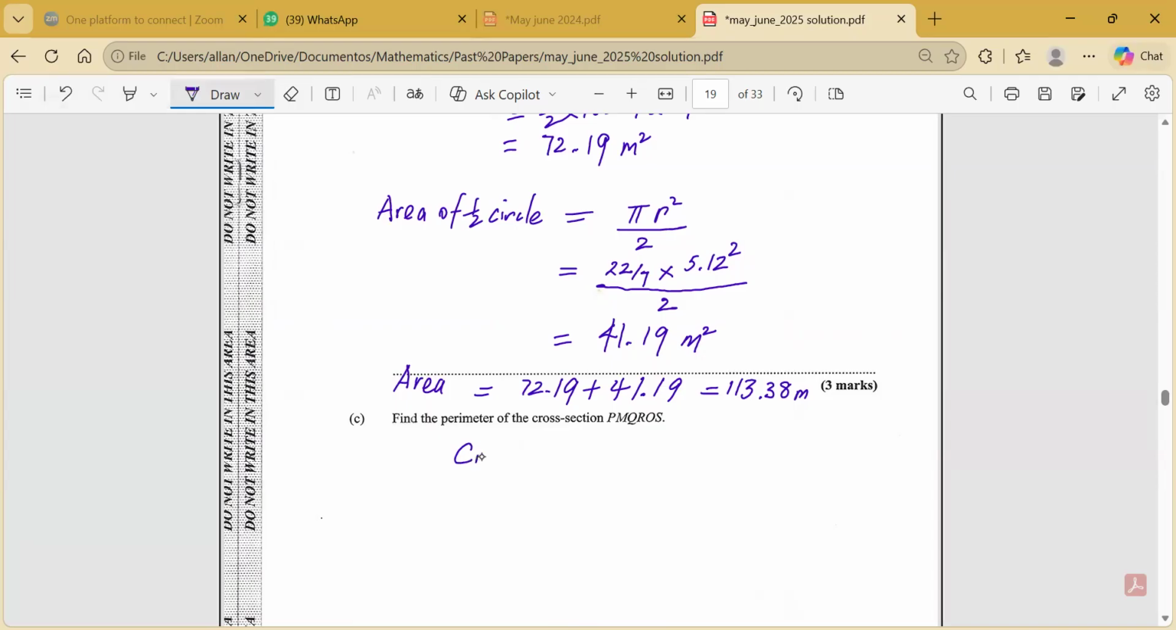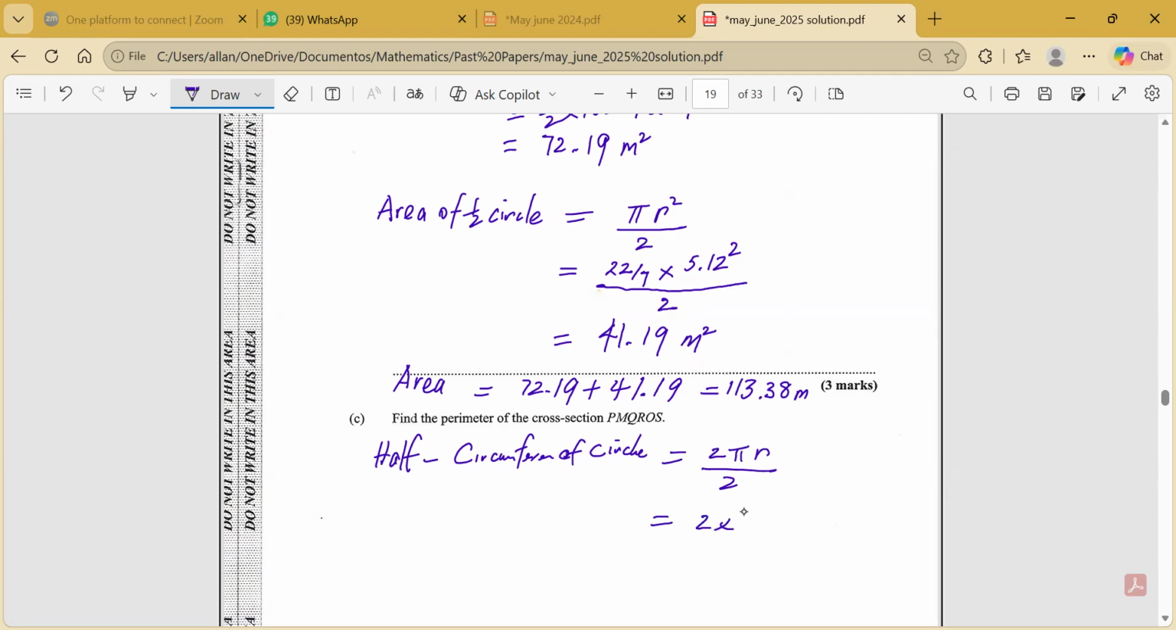So we know the circumference of a circle. Well, we don't want circumference. We want that of a half circle. So it will be equal to 2 pi r over 2.